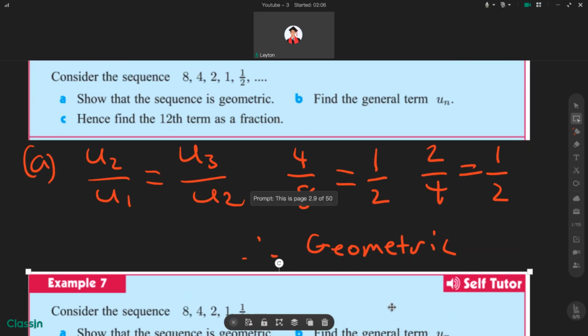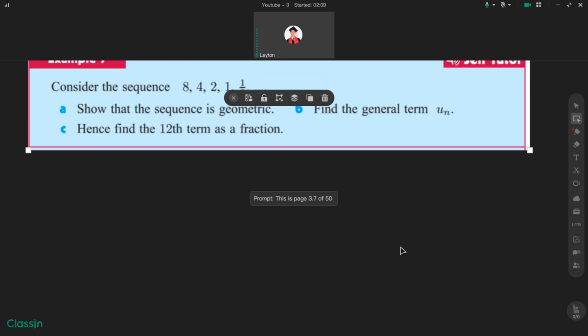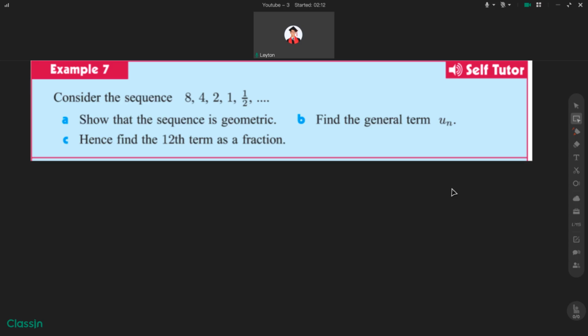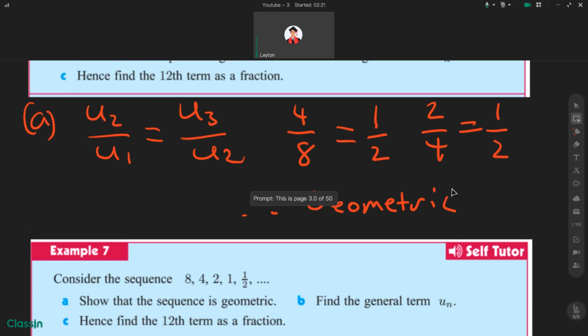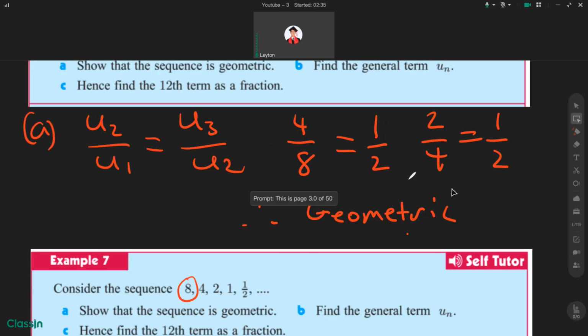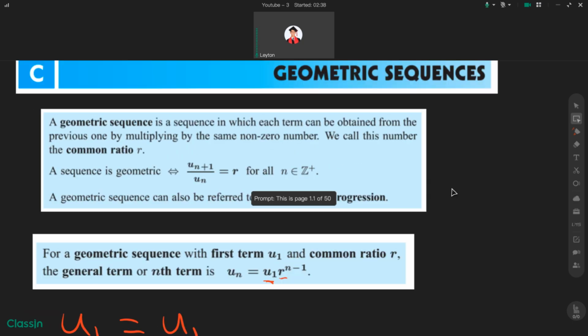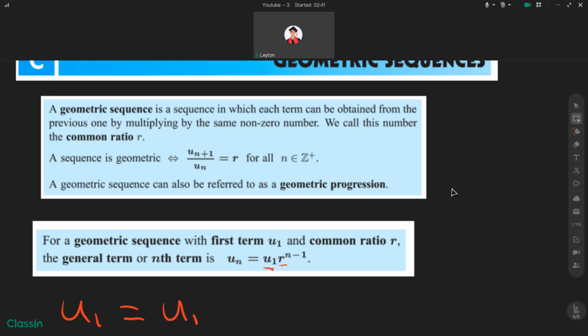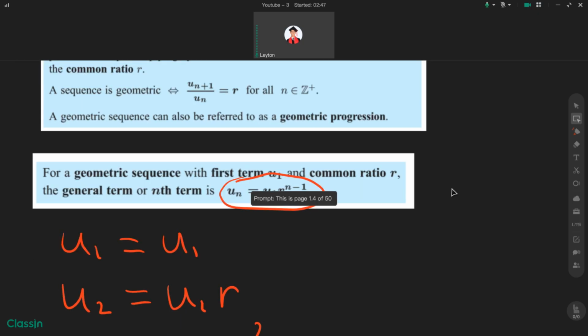All right, let's continue. Find the general term u of n. First, we already have the common ratio, which is 1/2, so r is equal to 1/2. Now we have to find the first term, which is right here, so u1 is equal to 8. And we just plug it back into the general formula, which is right here: u of n is equal to u of 1 times r to the n minus 1 power.